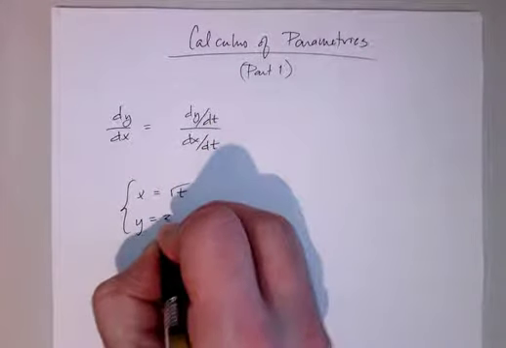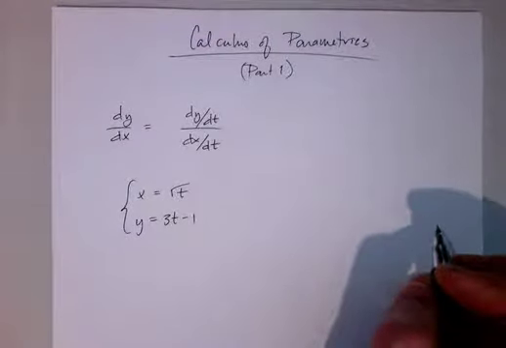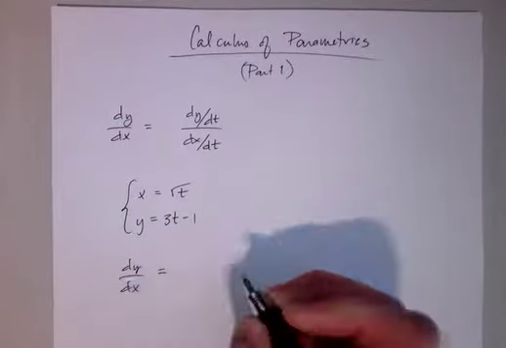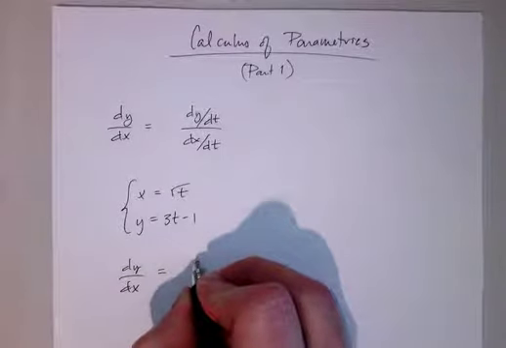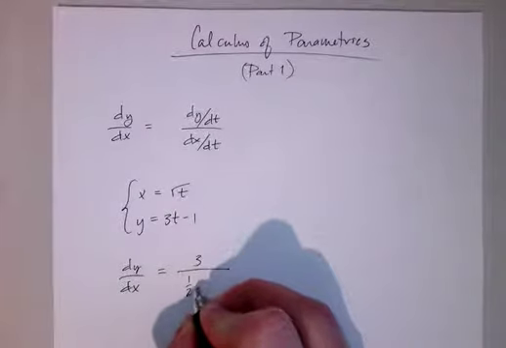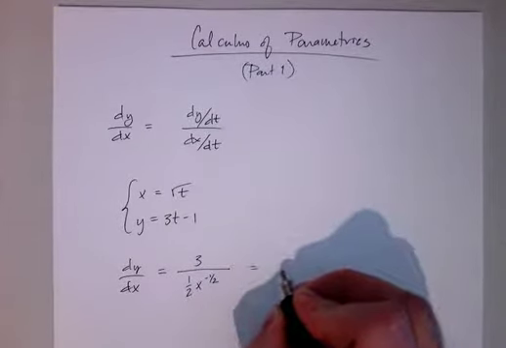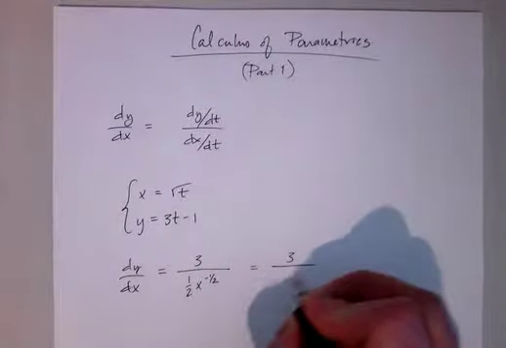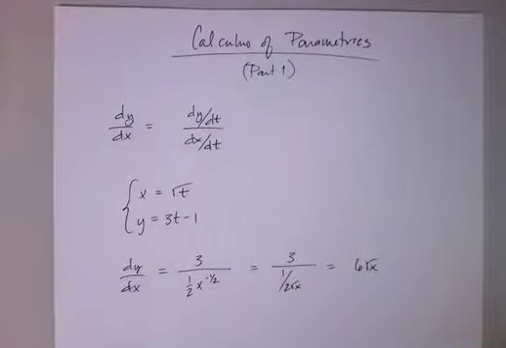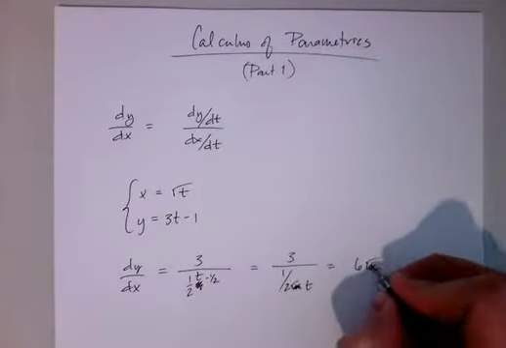And y is equal to 3t minus 1 or something like that. And I want to get dy/dx. What I need to do is say dy/dx is equal to dy/dt, which is 3, over dx/dt, which is 1/2 t to the negative 1/2. Which winds up being 3 over 1/2 root t, or 6 root t. Actually, root t, sorry. My bad.